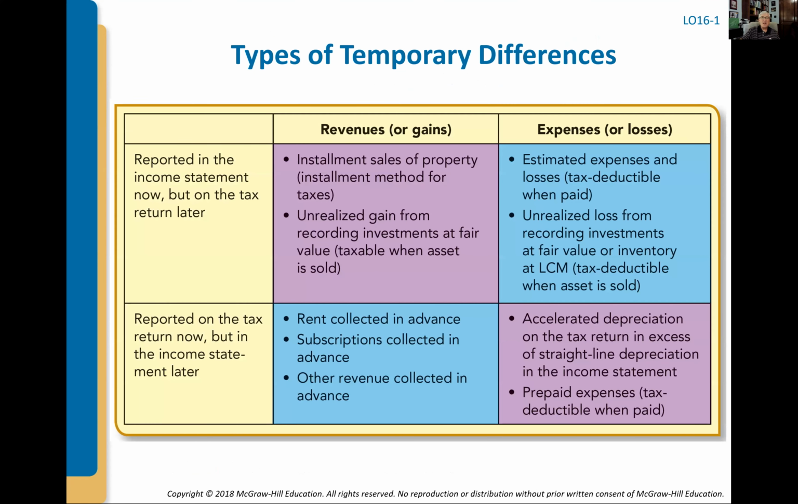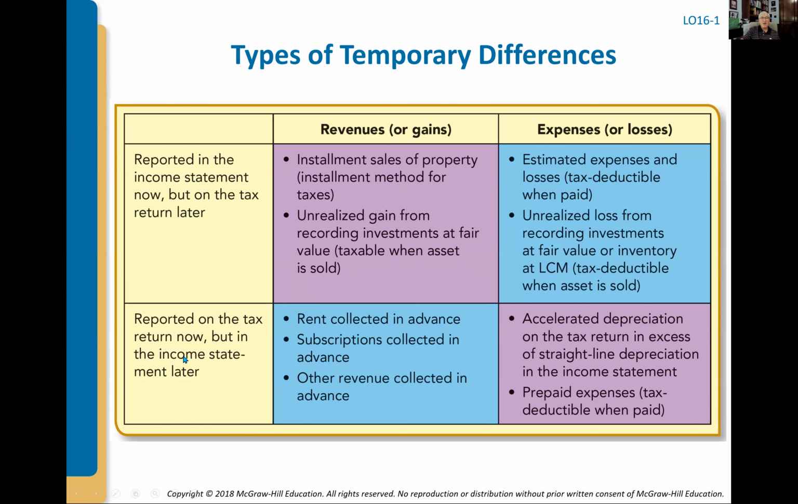So here's some types of temporary differences. Like we saw the installment sales, unrealized gains from some investments. We record those unrealized gains as income on the tax side, but not on the book side. On the expense side, estimated expenses that are only deductible when paid. That would be like warranty. Sometimes salaries payable could be like that, or contingent liabilities, unrealized losses.